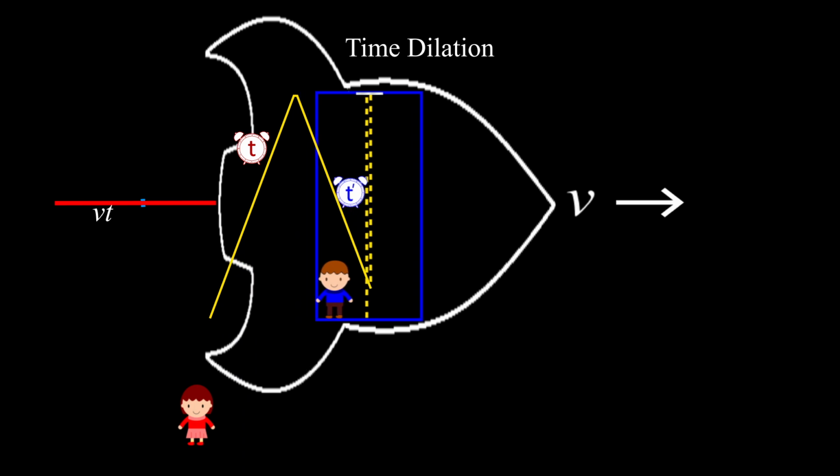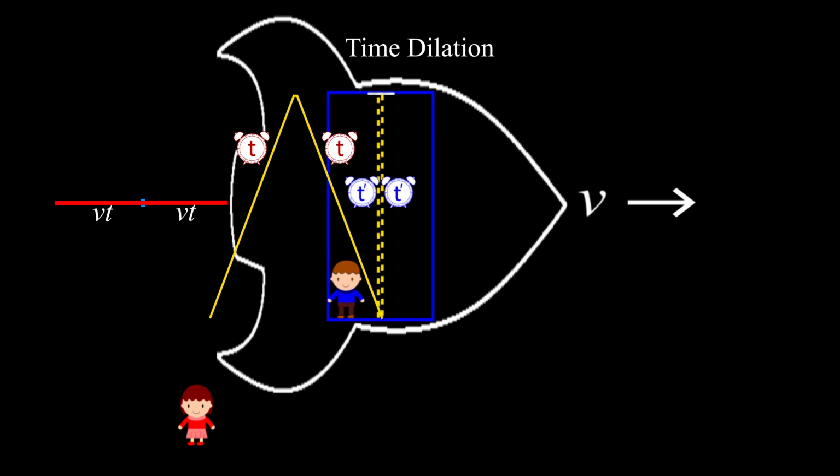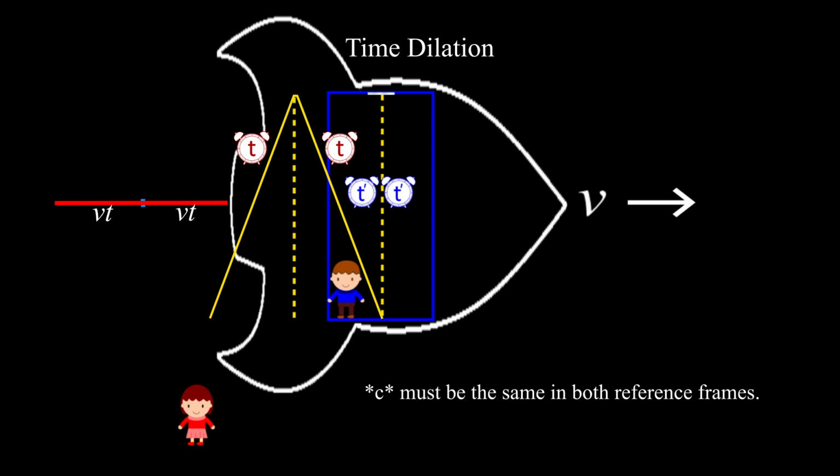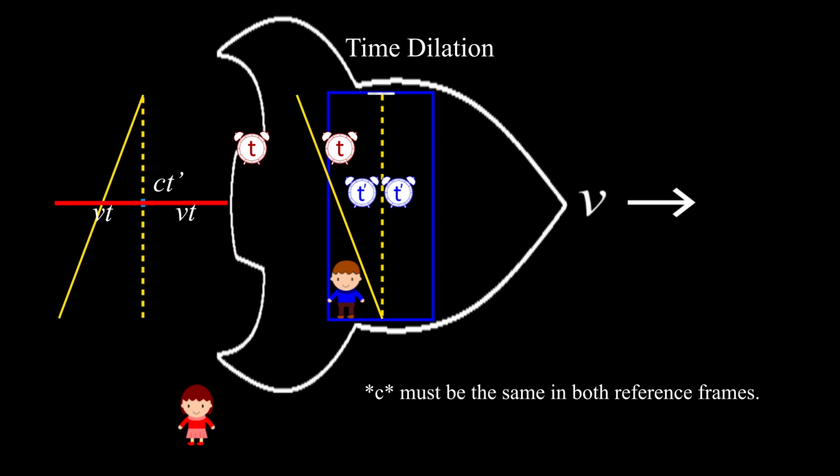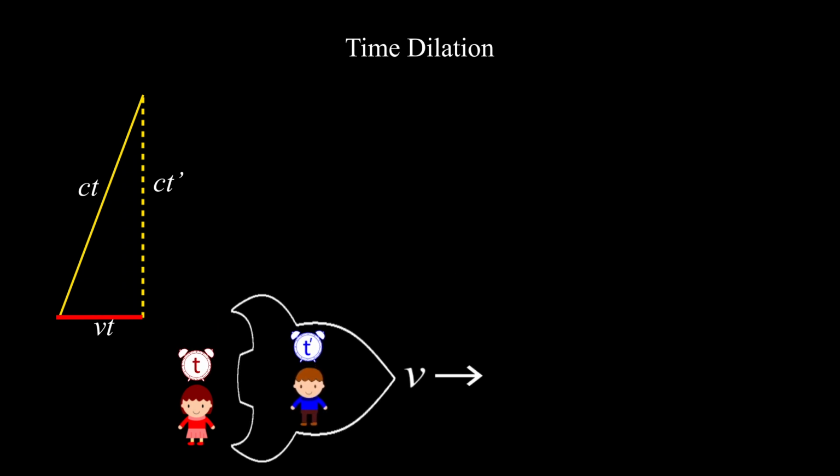Now, an important concept in special relativity is that the speed of light is the same in all reference frames, often referred to as c. Therefore, the length of each dotted line is ct prime, whereas the length of each solid line is ct. The distance the rocket travels, according to the girl, is 2vt, so the Pythagorean theorem will show us the relationship between t and t prime.